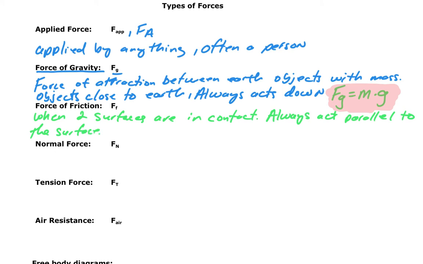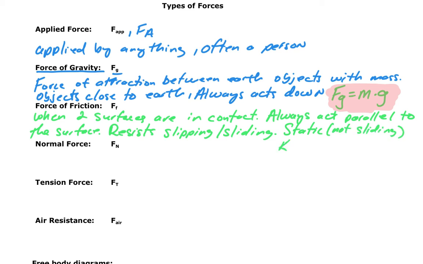And it's always going to oppose a slipping. So it's a force that resists slipping or sliding. Depending on what book you read, sometimes you'll see that it opposes motion. That's actually not true. It doesn't resist motion, but it does resist slipping and sliding. And we have two types of friction. We can have static friction, which is the friction that occurs when the object is not sliding, and we have kinetic friction when the object is sliding. And we'll get more into these as we go through our unit, okay?